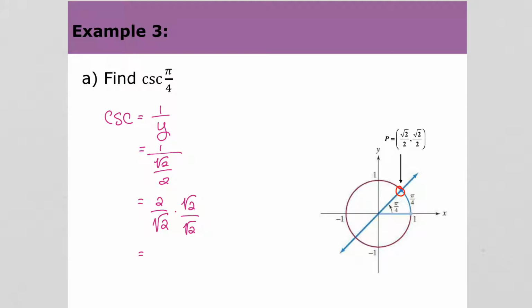So it becomes 2 root 2 over 2, which we can actually simplify to just be root 2. So the cosecant of pi over 4, forgot my pi over 4 up here, is the square root of 2.